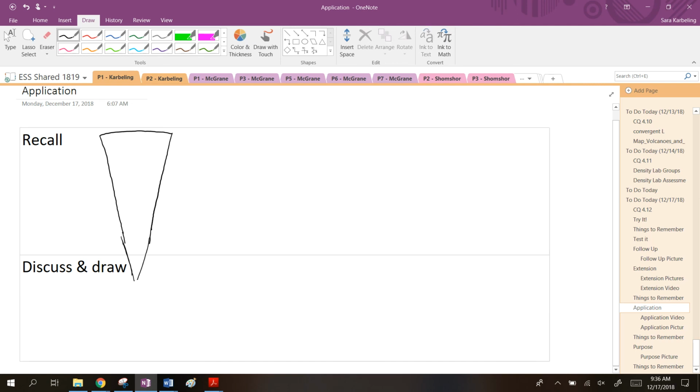There are 4 layers of the earth. Do you remember what they are? Crust, mantle, outer core, and inner core. That's true. Let's draw them.